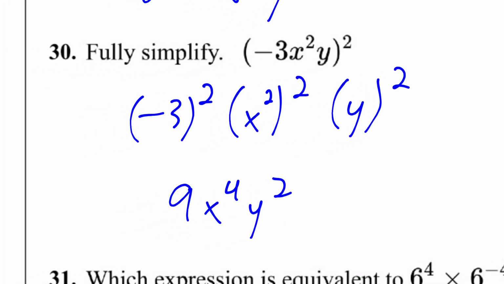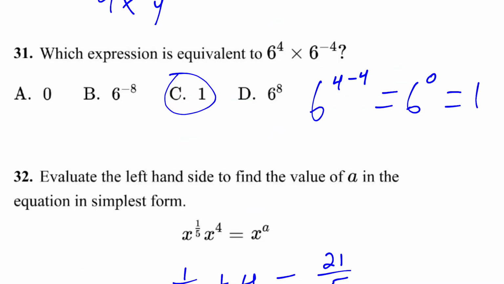Same thing with number 30. I separate the pieces and I square each of them. It's almost like I'm distributing that 2 to each term. So this is negative 3 squared, which is positive 9. X squared squared, 2 times 2 is 4. Y squared, 1 times 2 is 2.